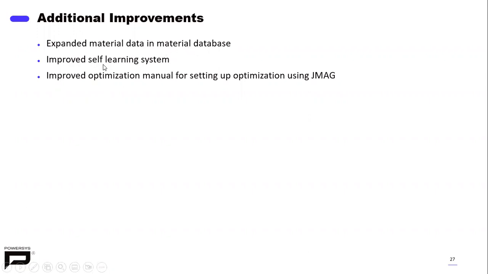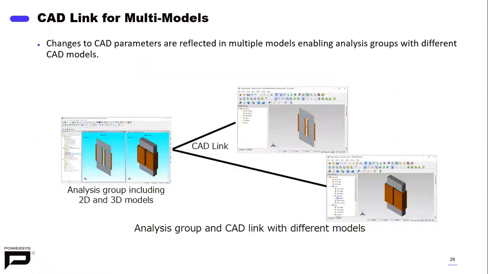And there is an improved self-learning system. There you can see that in the self-learning system, multiple documentations are added. And there is an improved optimization manual on how to set up the optimization using JMAG-2. So these are all the key features that got enhanced in version 22.0.